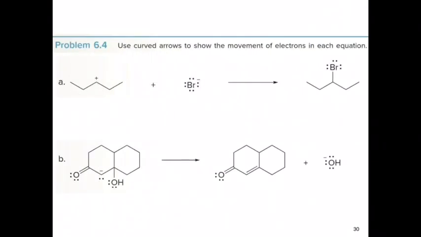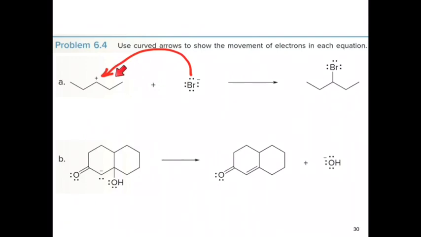And here's practice problem number 4. Use curved arrows to show the movement of electrons in each equation. So looking at the first one here, you can see the difference in the structure. You can see that we have a carbon to bromine sigma bond. So that means that one of the lone pairs on the bromide ion will attack this electron deficient carbon atom.